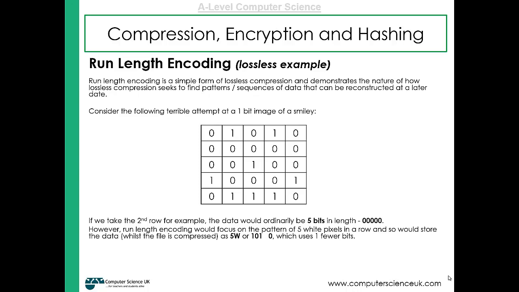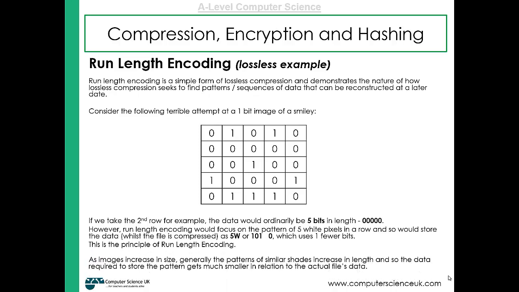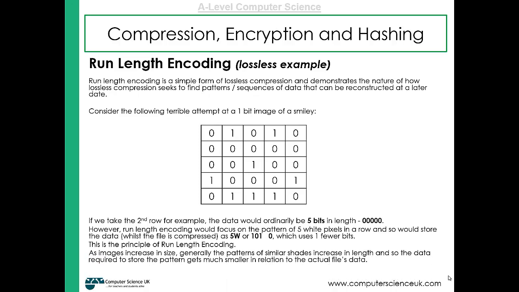And you might think, well, that's not a huge impact at all, but that's just showing you the principle of run length encoding. As images increase in size, generally the patterns of similar shades increase in length, and so the data required to store the patterns gets much smaller in relation to the actual file's data.